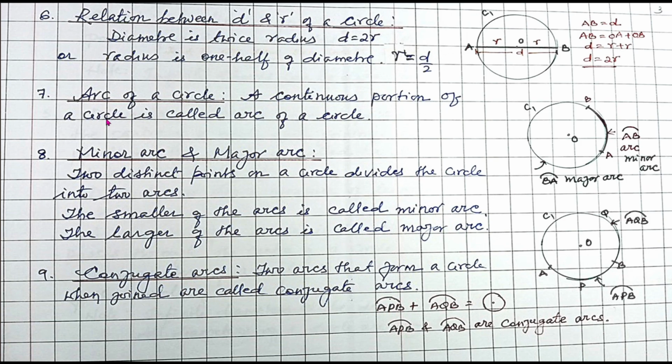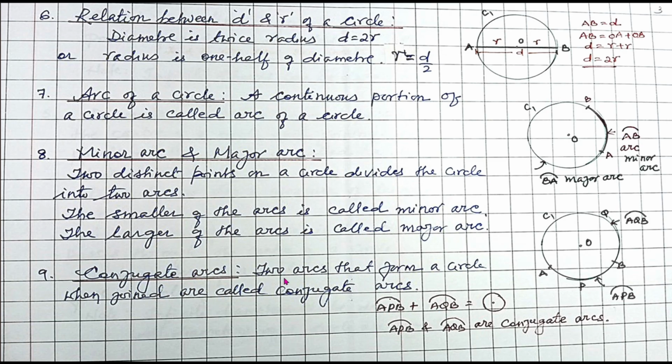Arc of a circle. A continuous portion of a circle is called an arc of a circle. So if you consider a circle here, it has a circumference. If I take a continuous portion of the circumference of the circle, that is AB, then that is called arc AB, denoted symbolically. So this is arc AB.